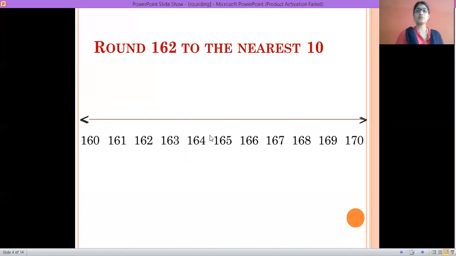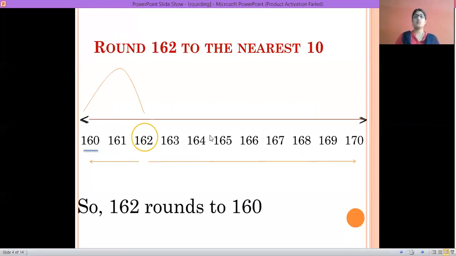Now we'll see which number we have to round. 162. Now we'll see whether 162 is near to 160 or 170. Now you can see the lines, children. Which line is shorter? The line towards our left hand side. Yes. So 162 is near to 160. So we'll round 162 to 160. So 162 rounds to 160.